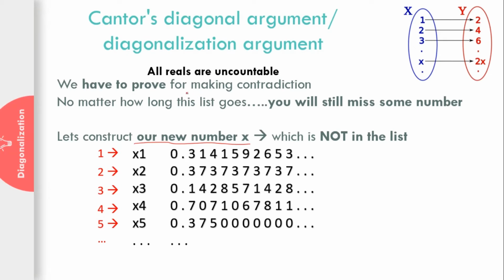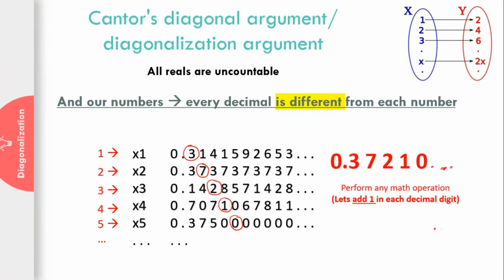Then to disprove this assumption, we have to prove that there are some new numbers which are not in the list. For that, we have to construct a new number which is not in the list. For proving this, we consider the digits along the diagonal. From the first element, the first place after the decimal point is picked. From the second element, the second place after the decimal point is picked. From the third element, the third place after the decimal point is picked. By picking all of these, we form a new number.